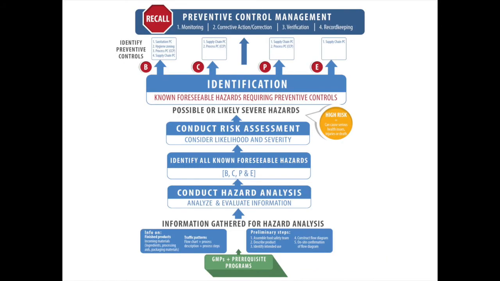To build a food safety system, we need to first have GMPs in place. They provide a solid foundation and the basic environmental and operating conditions that are necessary to support an effective food safety system. In this webcast, we will assume that you already have GMPs in place.